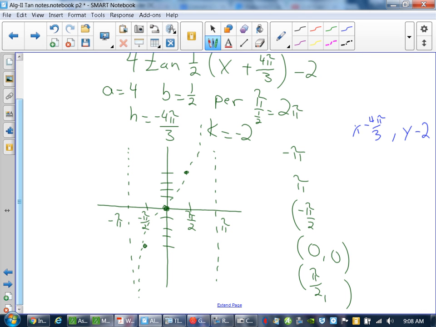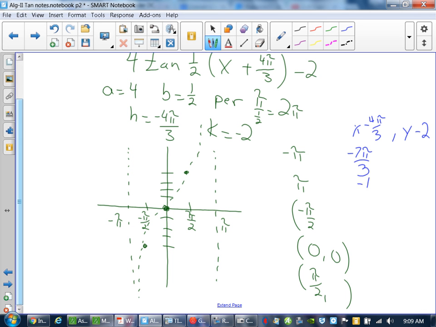Can you shift vertical asymptotes up and down? No, but we can move them left and right. So if I have to move it a negative pi, and I move it negative 4 pi over 3, that's the exact same thing as saying negative 3 pi over 3. So negative 3 minus 4 is what? Negative 7. So this will be at negative 7 pi over 3. If I move 3 over 3 and I subtract 4 over 3, I'm at negative.